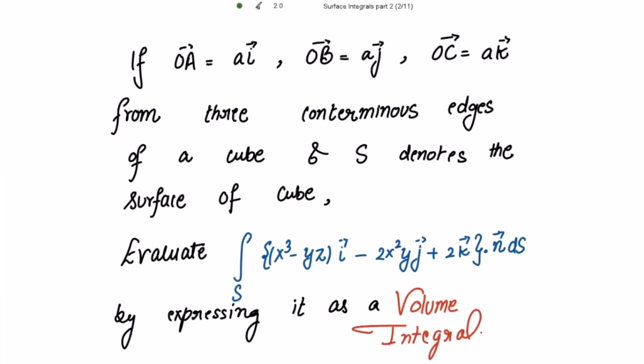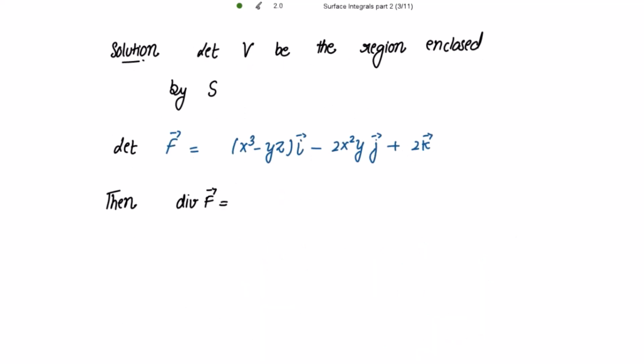OA vector is ai cap, OB vector is aj cap, and OC vector is ak cap, forming three conterminous edges of a cube, and S denotes the surface of the cube. Then we need to evaluate this integral by expressing it as a volume integral. So we are going to use Gauss's divergence theorem over here. So let V be the region enclosed by the surface S, and F vector is given to us.